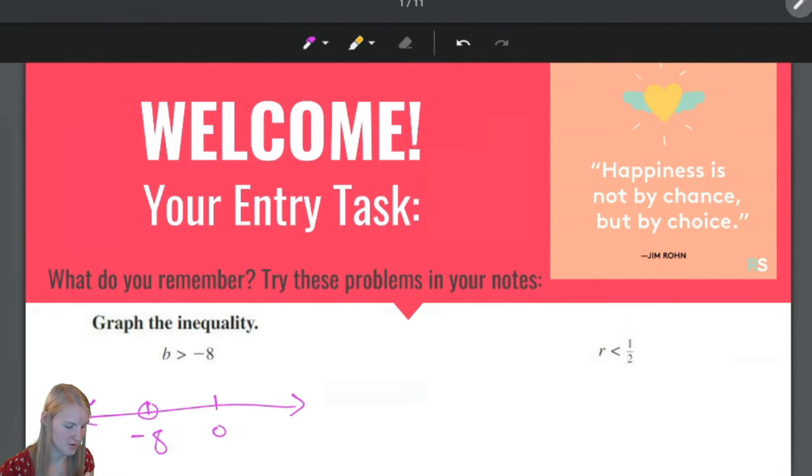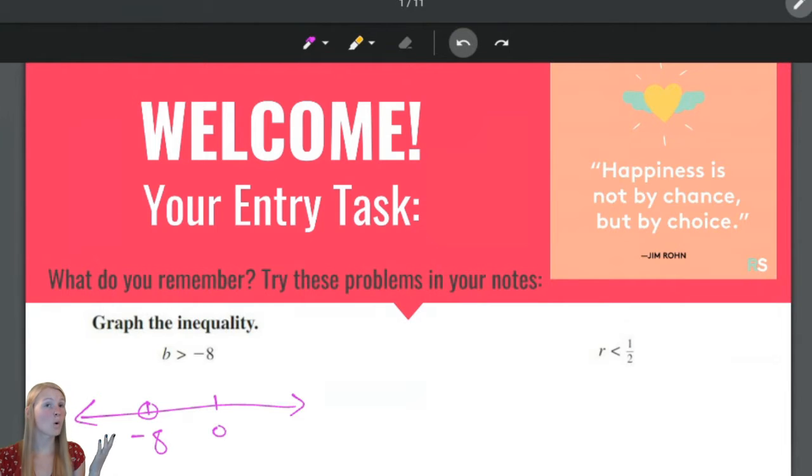Well, remember that this symbol right here is strictly greater than, that's what we say when it is not greater than or equal to. Strictly greater than means that the circle needs to be open. So we're going to leave it just like that.